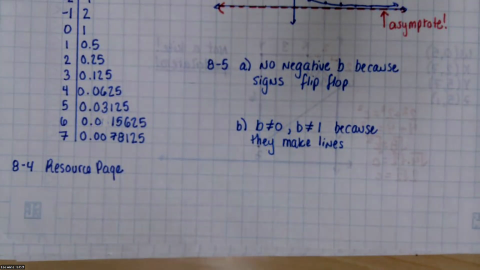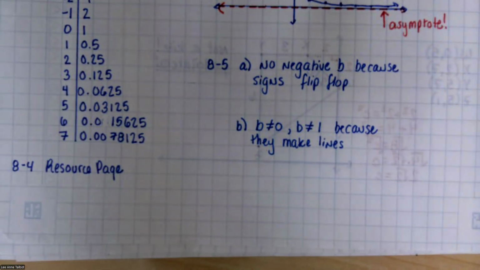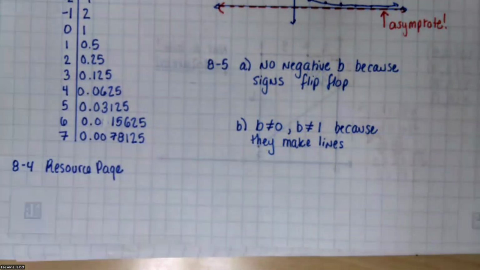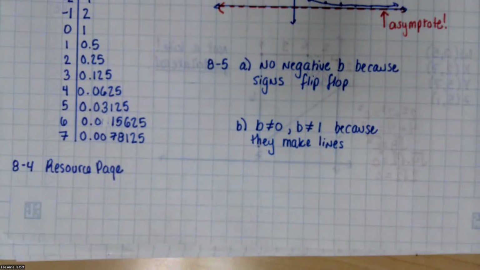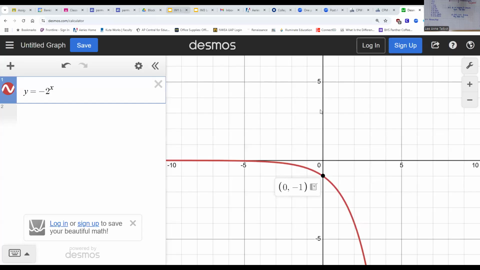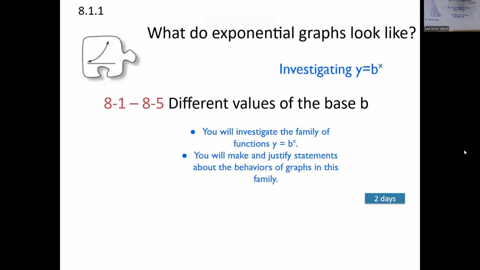Okay, now, when you're done, can you look at the stamp sheet side? What's the homework, my people? 14, skip 13. Okay, and I do have a joke for you. Okay. We looked at different values of the base b. We did it. It's done.